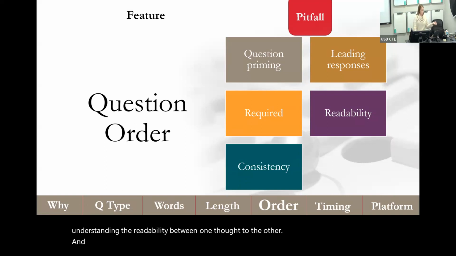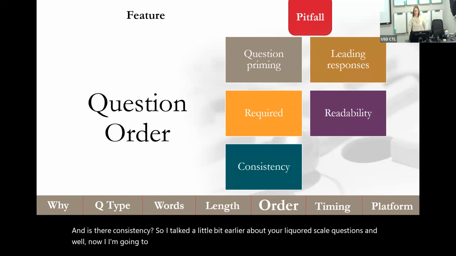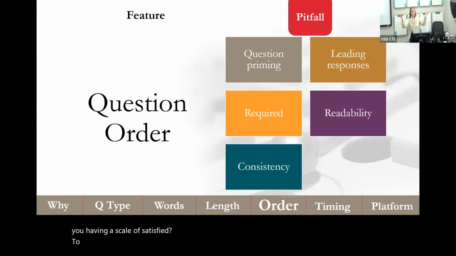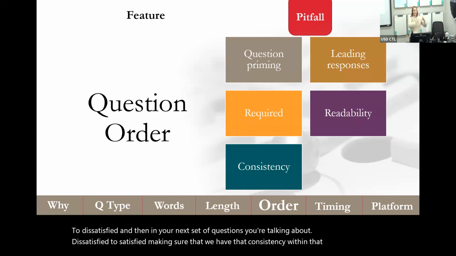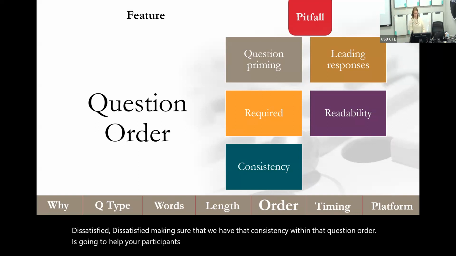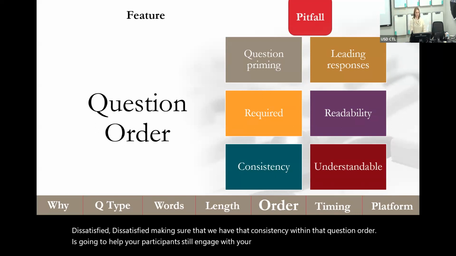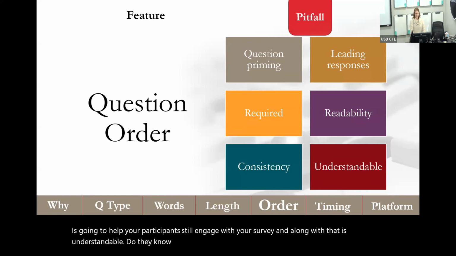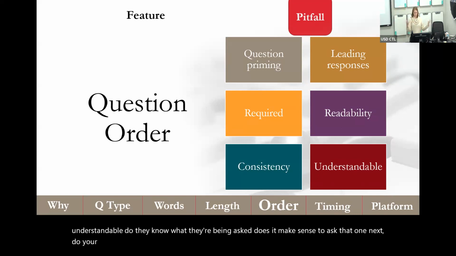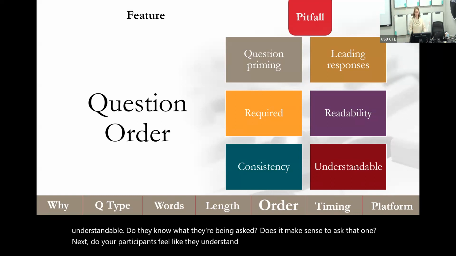And is there consistency? So I talked a little bit earlier about your Likert scale questions, and well, now I'm gonna be really like Likert-y out about that one. So when we talk about, are you having a scale of satisfied to dissatisfied? And then in your next set of questions, you're talking about dissatisfied to satisfied. Making sure that we have that consistency within that question order is going to help your participants still engage with your survey. And along with that, it's understandable. Do they know what they're being asked? Does it make sense to ask that one next? Do your participants feel like they understand the objective? Do they understand the assignment?